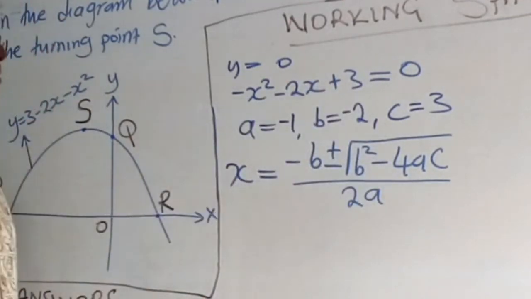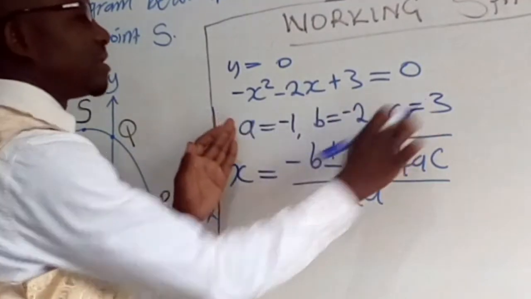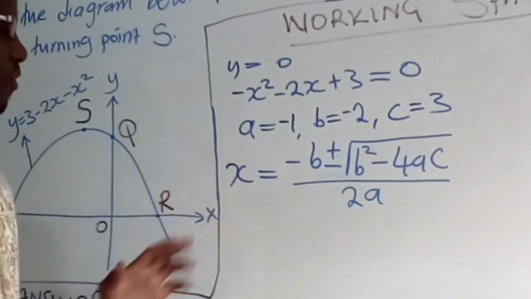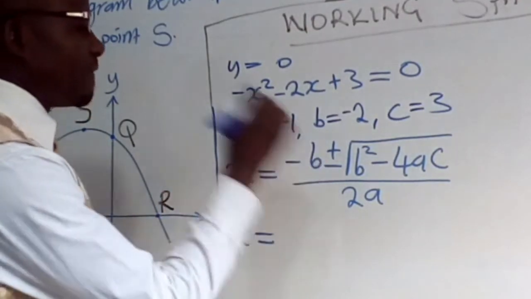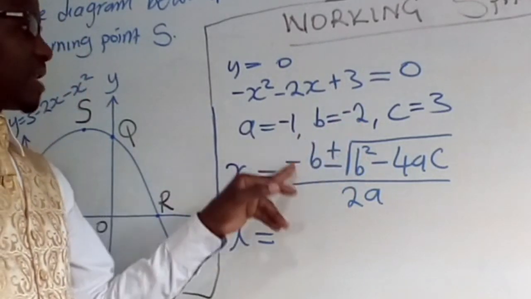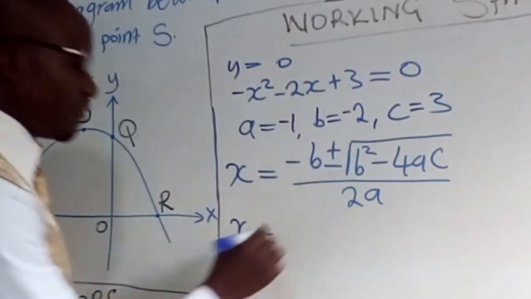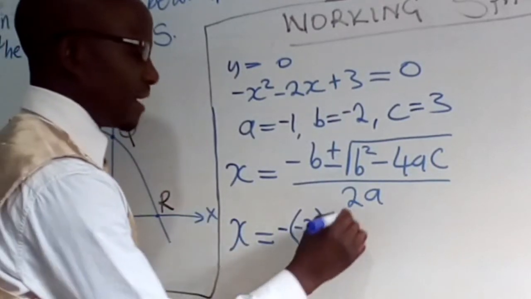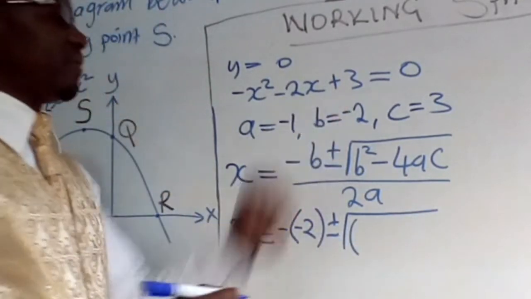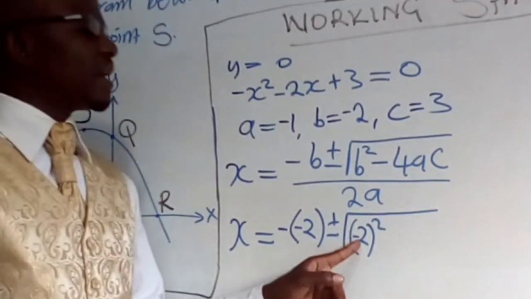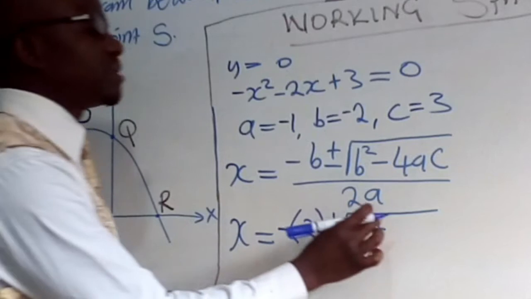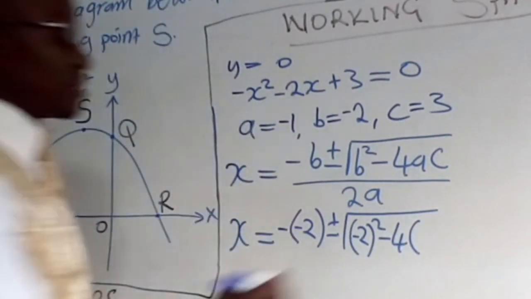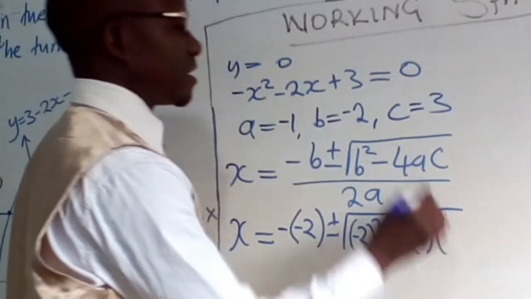Then you substitute into that. Your correct identification of these is very important. Your correct substitution into the quadratic formula is of great importance too. So we'll say x is now equal to -b. Our b is -2. Remember, there's a negative there, and another negative there, so this negative will still be maintained. So -2 in brackets, plus or minus root b squared. Our b is -2, so -2 to the power 2. Make sure that the negative and the number 2 are enclosed in brackets, then you raise to the power. Then minus 4 times a. Our a is -1, so -1, then times 3.